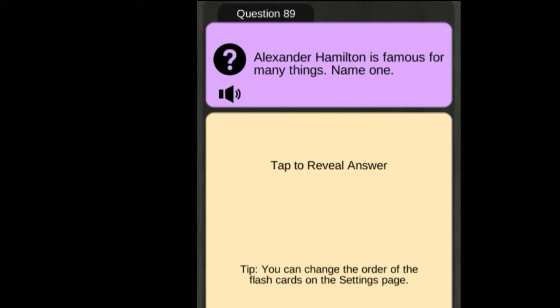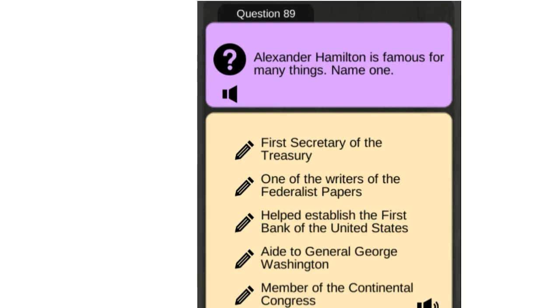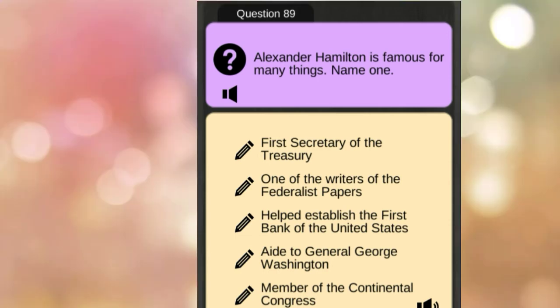Alexander Hamilton is famous for many things. Name one. First Secretary of the Treasury. One of the writers of the Federalist Papers. Helped establish the first Bank of the United States. Aide to General George Washington. Member of the Continental Congress.